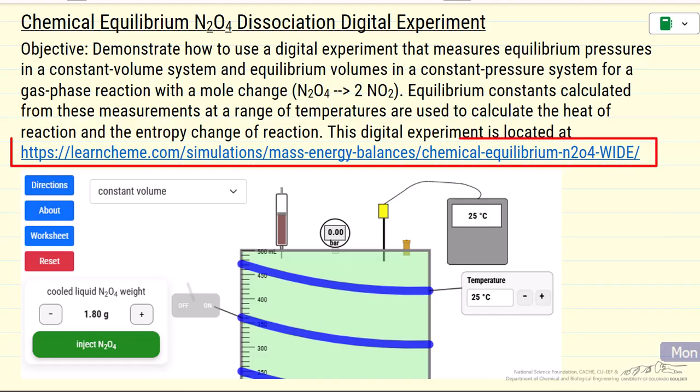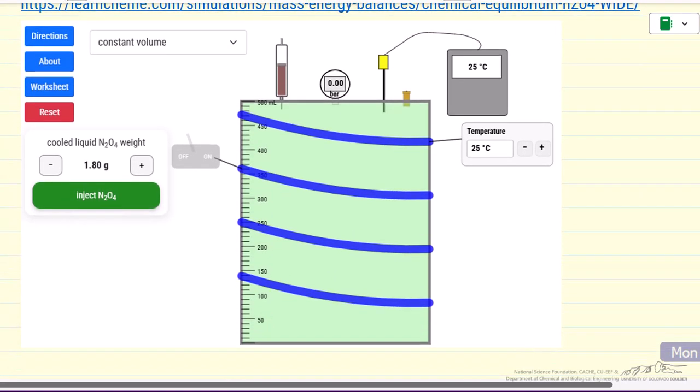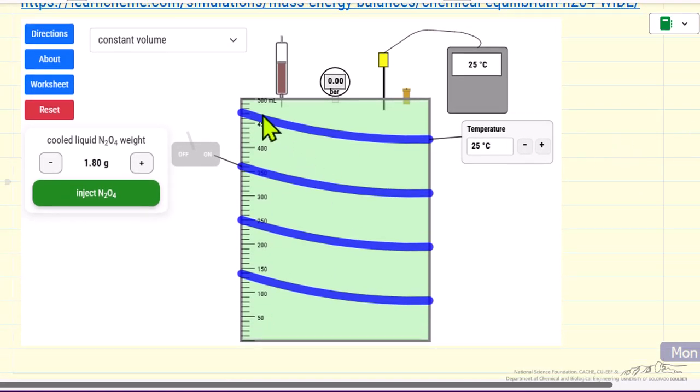So this digital experiment is on the LearnChemE website. Here's the link. Here's a snapshot of what the constant volume system looks like. We can change the temperature of equilibrium. We can change how much liquid we inject. So the idea is we inject liquid, it evaporates, reaction occurs, it goes to equilibrium.